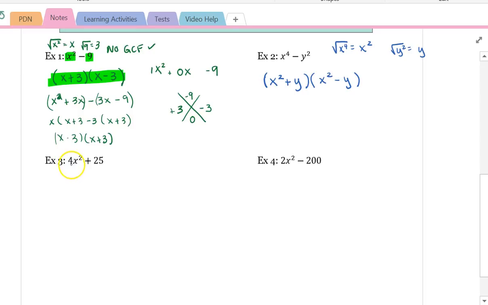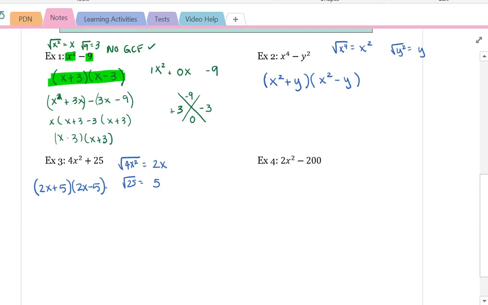Okay, so for examples number 3 and 4, notice how I do have a perfect number 4, and it's a coefficient. In 4 and 25, do they have a GCF? They do not. So let's try and take the square root of 4x squared. The square root of 4 is 2. The square root of x squared is x. The square root of 25 is equal to 5. So I have 2x plus 5 and 2x minus 5. All done.